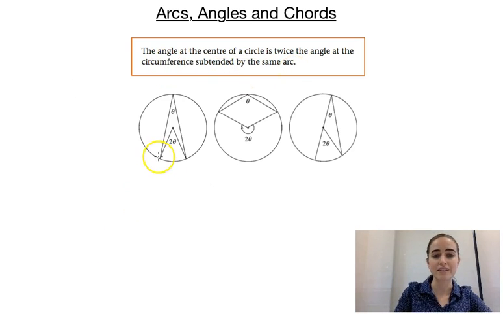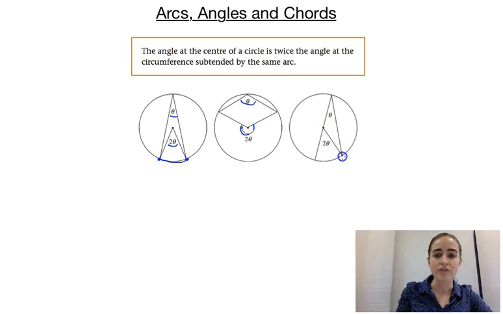So what that means is that both of our angles are standing on this same arc here, but if we draw radii into the center, the angle formed here is going to be twice as big as if we draw in chords to the circumference instead. So that works here as well. This angle here is going to be twice the size of this angle.